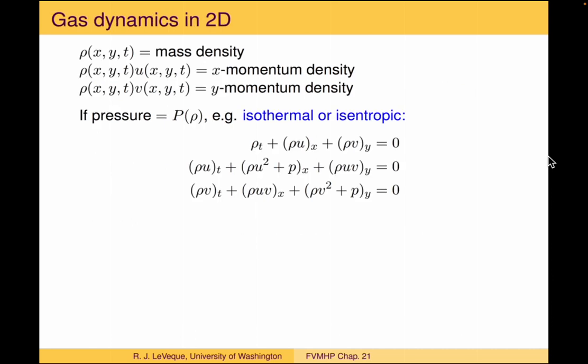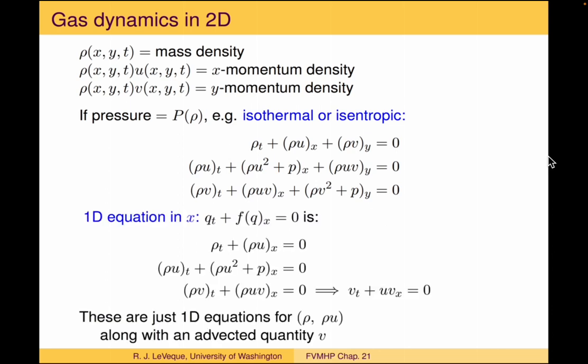So just as one quick example, if we're looking at, say, gas dynamics to show how it's relatively easy to go from 1D to 2D even with these transverse solvers, these are the equations of gas dynamics in the case where the pressure is just a function of density. So isothermal or isentropic flow, for example, and we don't have an energy equation, but it's not too much more complicated if we did.